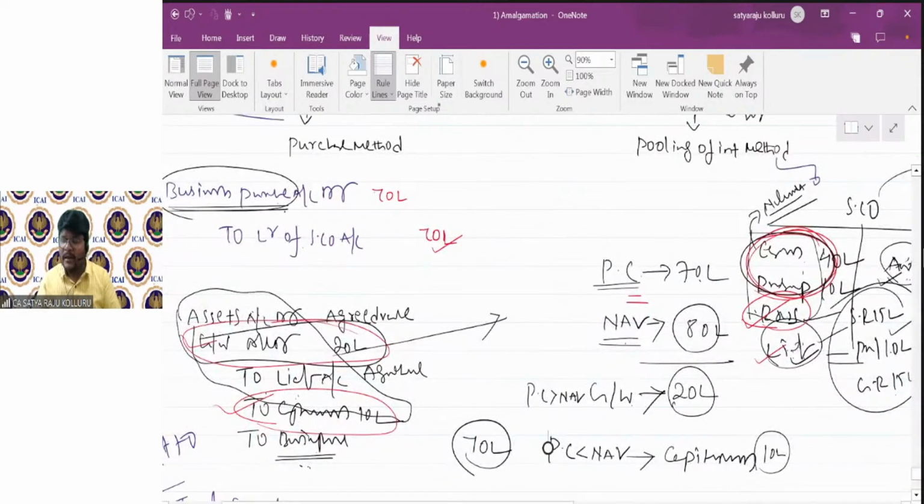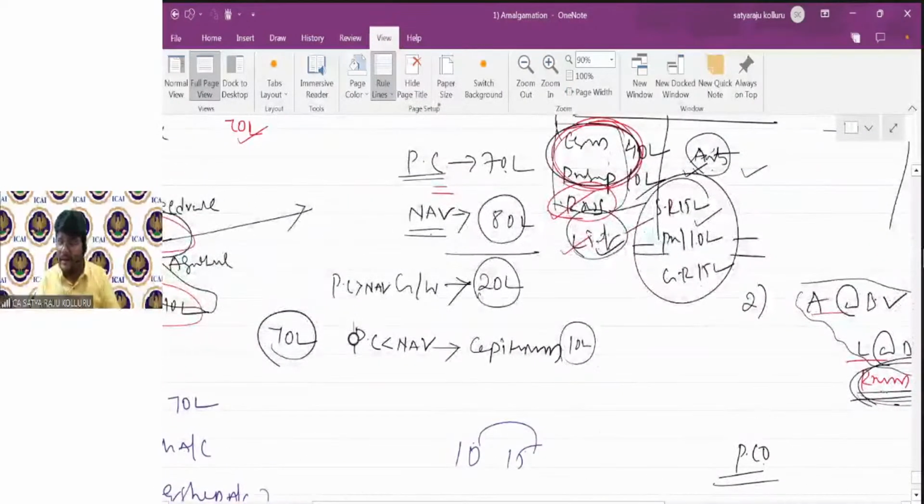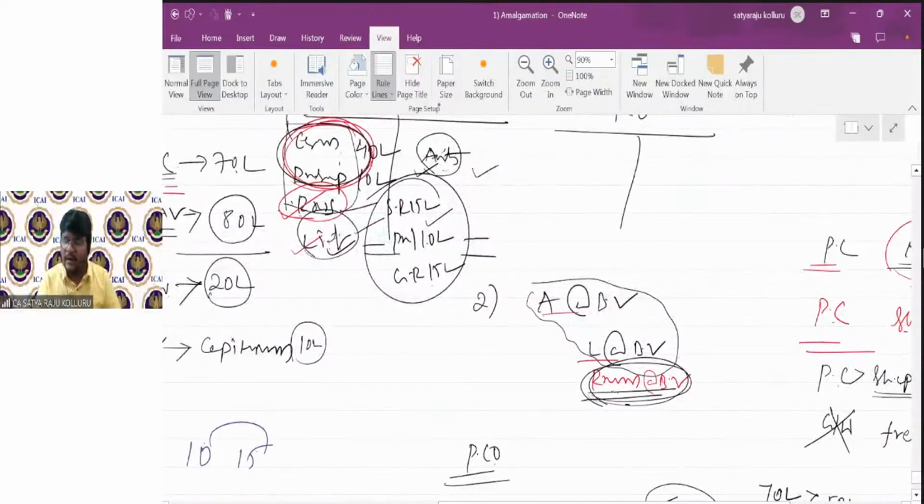Sir, do you mean that at the time of recording the second entry, assets are recorded at book value, liabilities are recorded at book value, reserves are recorded at book value. In these reserves, if any free reserves are there, the excess of PC over the share capital of the selling company, I need to adjust at this stage. Yes, you can adjust at this stage itself.